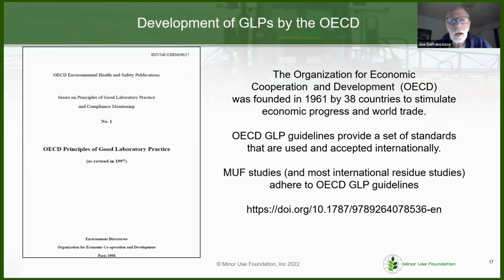So a little bit of history. The GLPs that we use at the Minor Use Foundation for Residue Studies were developed by the OECD, the Organization for Economic Cooperation and Development. They got together in 1961. 38 countries got together to create this organization, and their goal was to promote and stimulate economic progress and world trade. And one of the ways they felt they could do that is by developing these guidelines for studies that are conducted internationally to ensure that the data is of the highest quality.